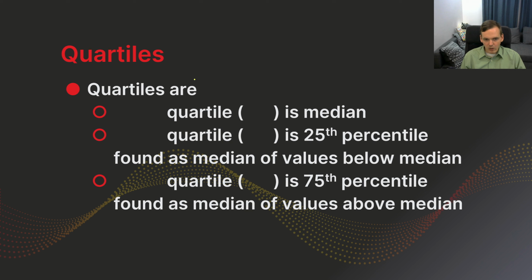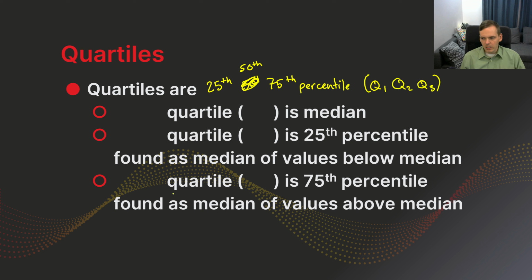So the quartiles are the 25th, 50th, and 75th percentiles. And these are labeled as quartile 1, quartile 2, and quartile 3, respectively. So the 25th percentile is also known as quartile 1. It's a quarter of the way through the data.